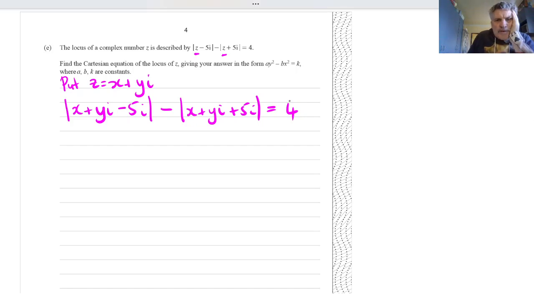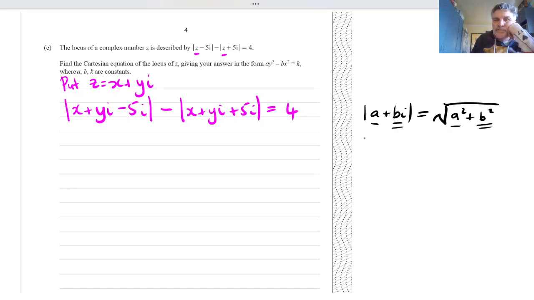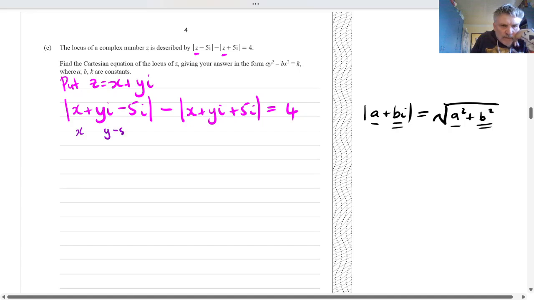And let's remember that when we take a modulus of a complex number, let's call our complex number a plus bi, what we get is the square root of the real part, a squared, and the imaginary part, b squared. So we square the real part, square the imaginary part, add them together, take the square root, and that's what this means. So in our equation, we've got a real part of x and an imaginary part of y minus 5. We've got a real part of x over here and an imaginary part of y plus 5.